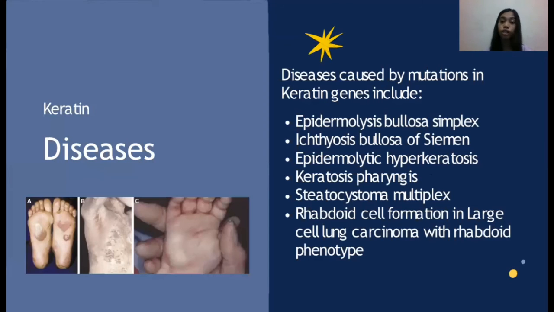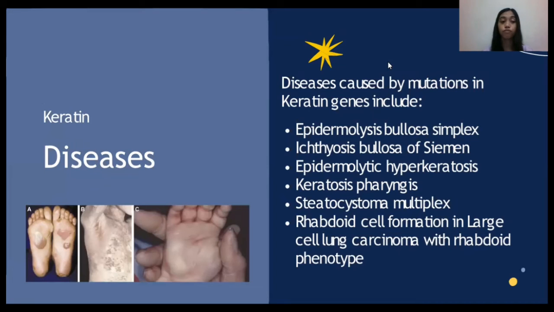Diseases caused by mutation in keratin genes include epidermolysis bullosa simplex. Epidermolysis bullosa simplex is one of a group of genetic conditions called epidermolysis bullosa that cause the skin to be very fragile and to blister easily. Blisters and areas of skin loss occur in response to minor injury or friction, such as rubbing or scratching.